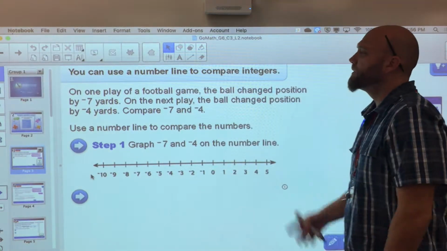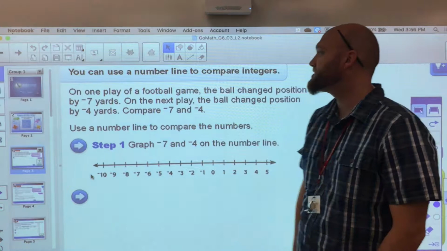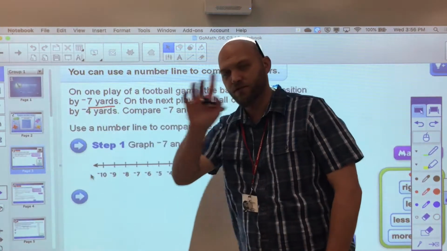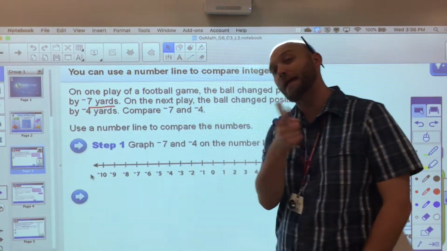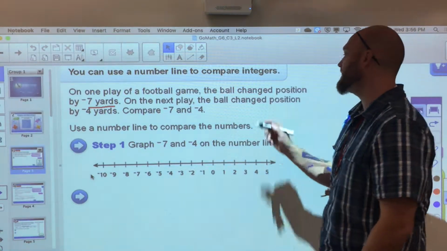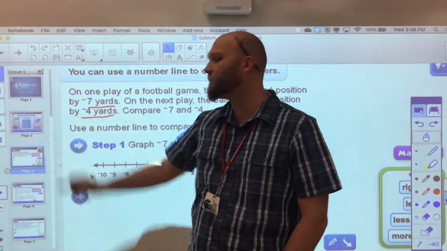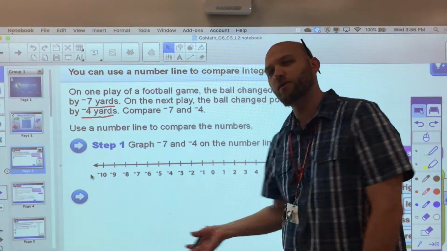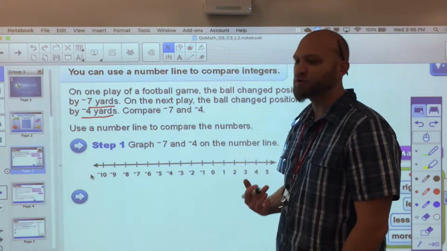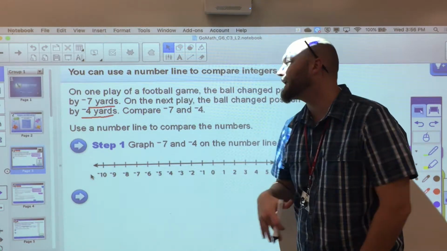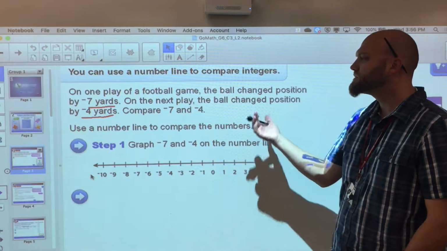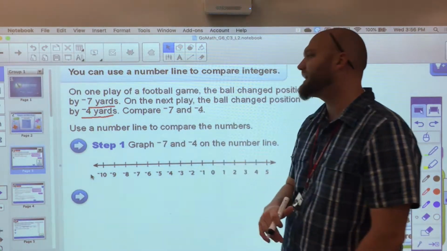So on one play of a football game, the ball changed position by -7 yards. Okay, there's the first thing we need to know. It changed by -7 yards. On the next play, the ball changed its position by -4 yards. So it looks like they're having a pretty rough drive here. So I get the ball and I get pushed back 7 yards. I get the ball again, I get pushed back -4. So let's compare -7 and -4.